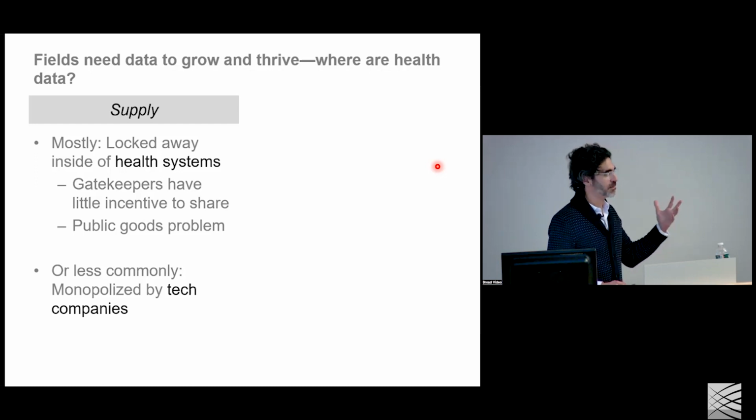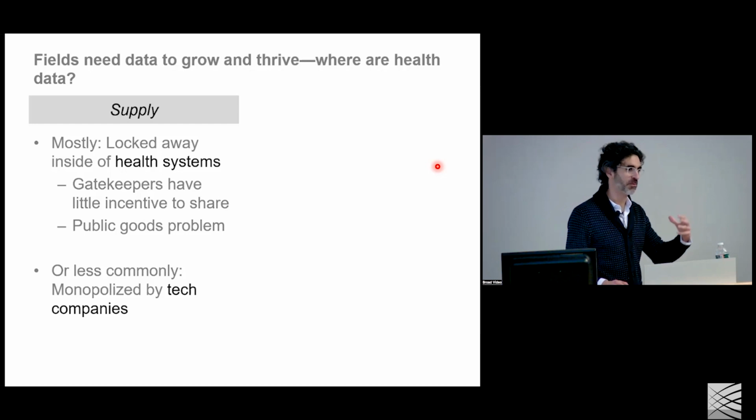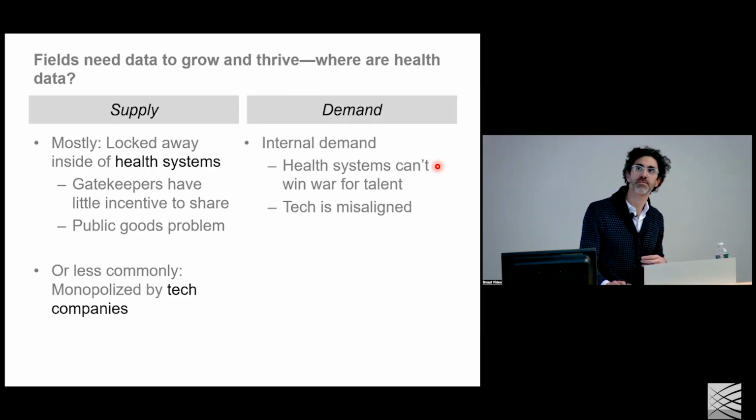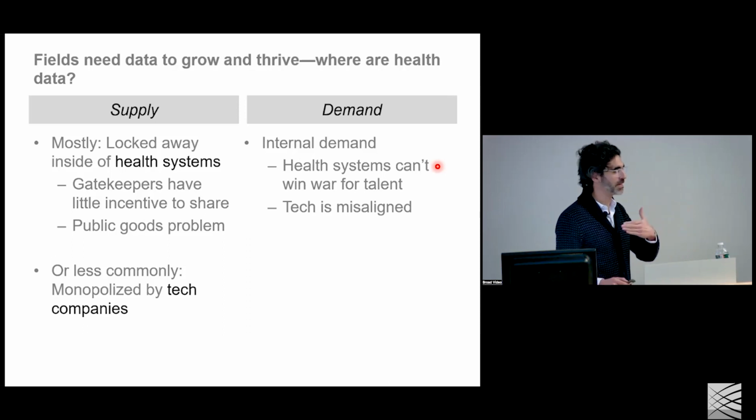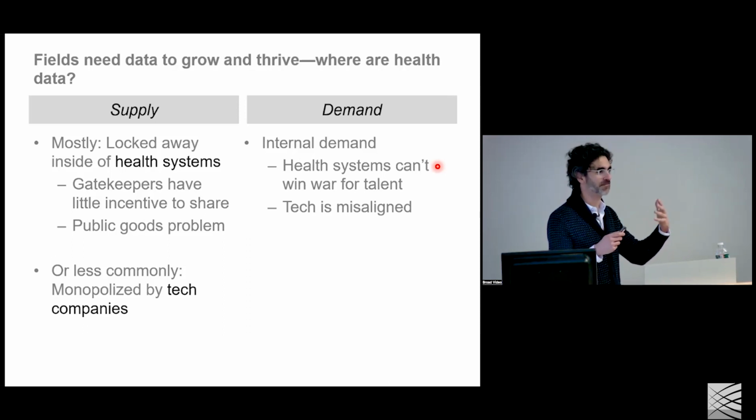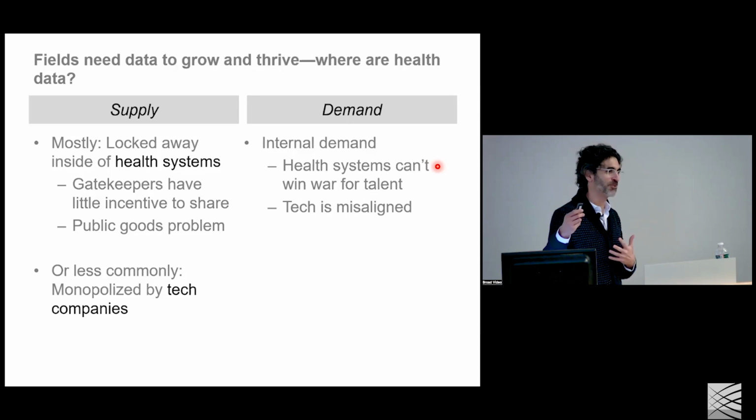I mean, there's another model, which is that some tech companies just buy access to data, but they also don't really want to share. They want to monopolize it. That's the business model. And on the demand side, health systems can't really compete. They're not going to beat MIT or Google in this competition for talent.